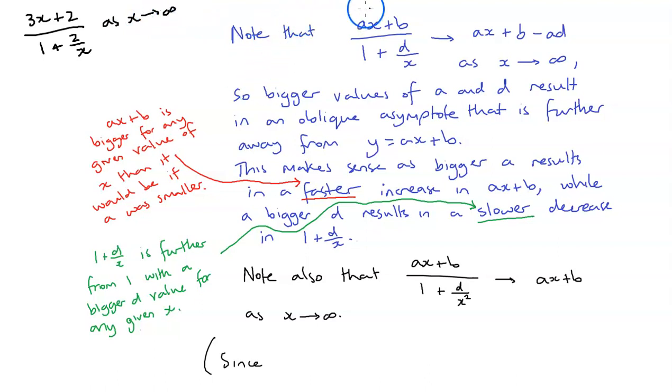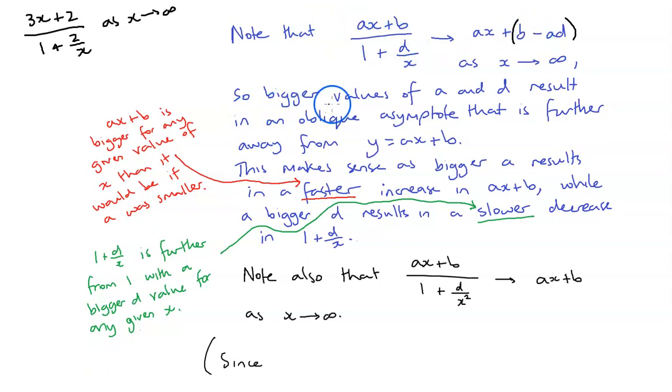Alright, so note that (ax + b) divided by (1 + d/x) tends towards ax + b - ad. So that's the constant. It gets closer and closer to a line, but instead of b, we have b minus a times d as x tends to infinity. You can prove this using polynomial division.